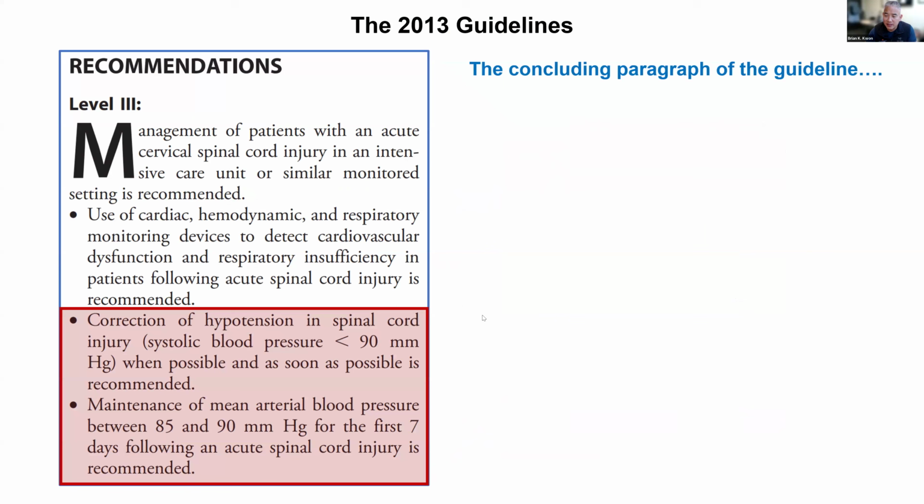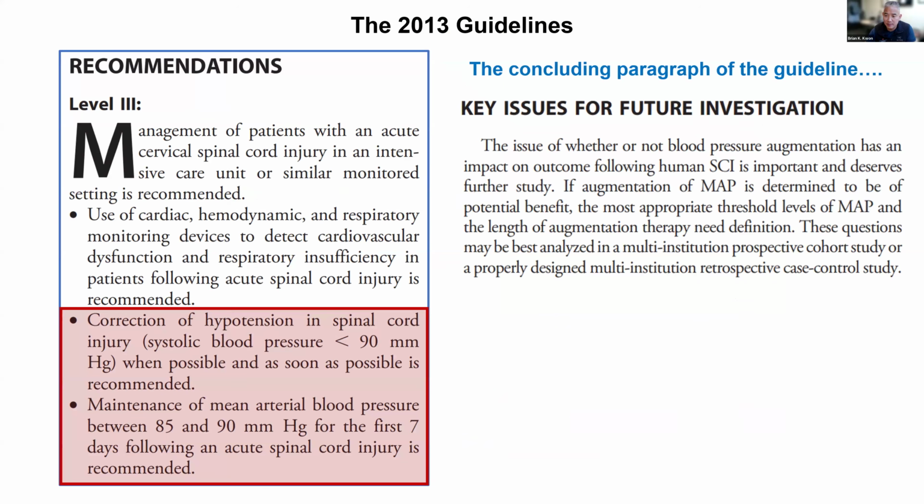Now, the concluding paragraph of this guideline, if you read the entire guideline, included this: key issues for future investigation. The issue of whether blood pressure augmentation has impact on outcome is important and deserves further study. And if augmentation of MAP is determined to be a benefit, the most appropriate threshold of MAP and the length of augmentation need to be defined.